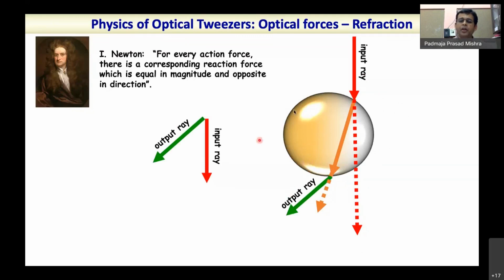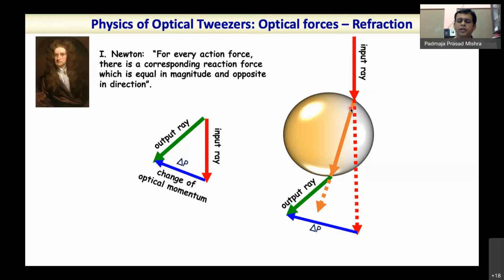The output. As I said, every light carries some momentum. So if this is the direction and magnitude of the momentum vector of the input ray, which is given here, and the momentum vector of the output ray is this, you can see that there is a change in the momentum because of this interaction.